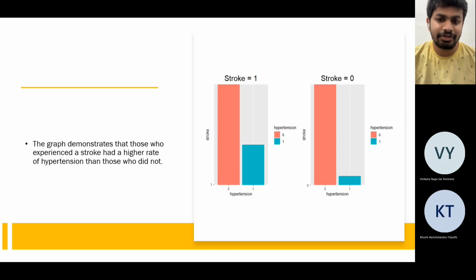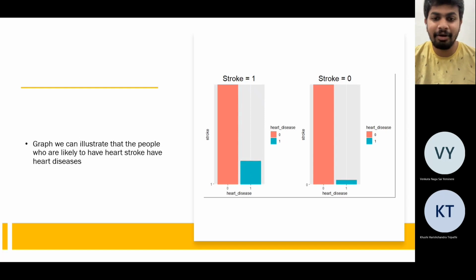There is a higher chance of getting a stroke than for a person who does not have hypertension. So this attribute we concluded with this. That can be understood by seeing those two graphs. Okay, next slide. And now here we are taking the attribute as heart disease.